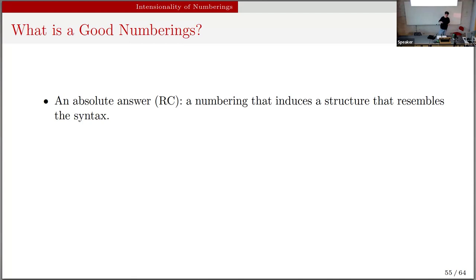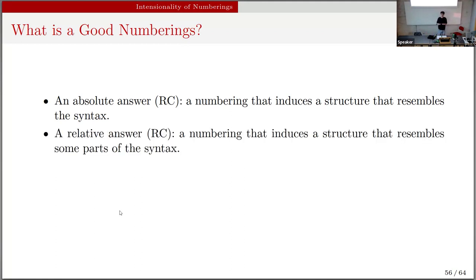And so the absolute answer to this question is, as we saw, using the resemblance criterion. So a good numbering is just a numbering that resembles the syntax. And we saw that I think the right analysis of resembling the syntax is that the numbering induces a certain structure that is in a certain relation with the syntax.